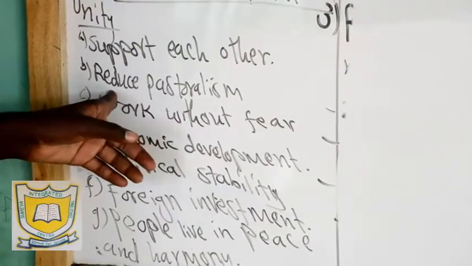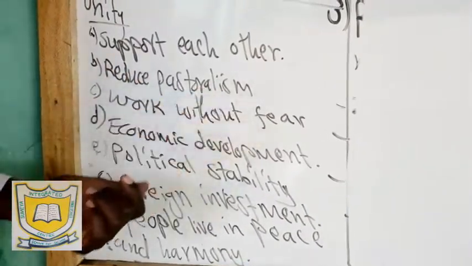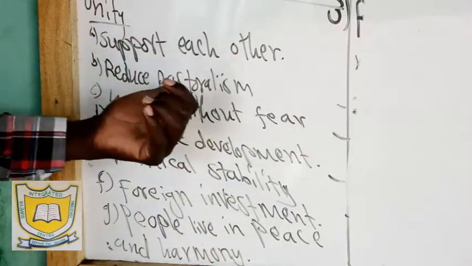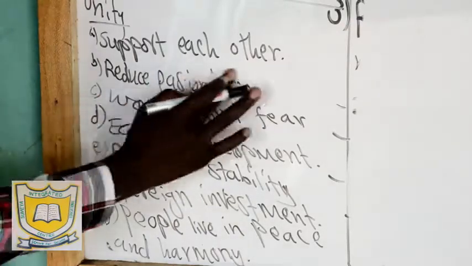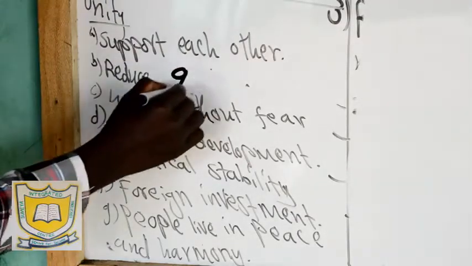Then number two, when there is peace, this one reduces quarreling and fighting. So you'll find that people will be living in peace. So reduced quarreling.